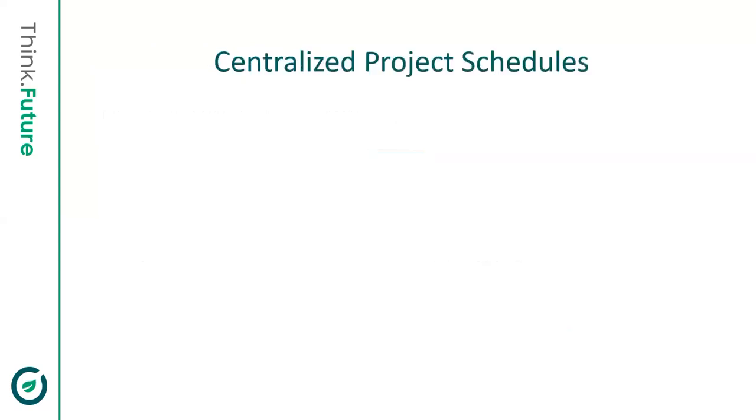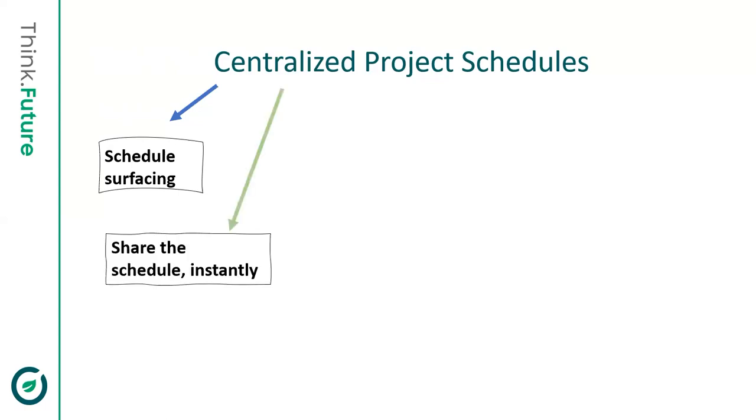What a centralized project schedule, which is offered by Autodesk Construction Cloud, helps us with is schedule surfacing. All your schedules which you are creating in your construction project management software like Primavera and Power Projects or even MSP, you can bring to this centralized platform. Then you can share this schedule instantly. Since it's on a cloud, everyone will have the updated schedule instantly.